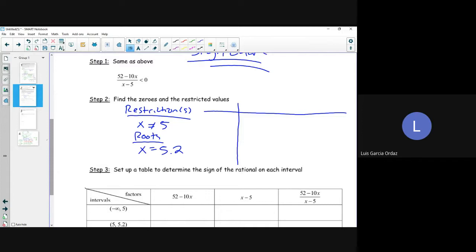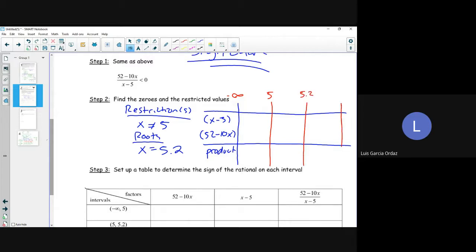Okay, so we have our roots. So we got x minus 5, we have 52 minus 10x, and then we have our product. In order from least to greatest, we have negative infinity, then positive 5, then 5.2, and then positive infinity.